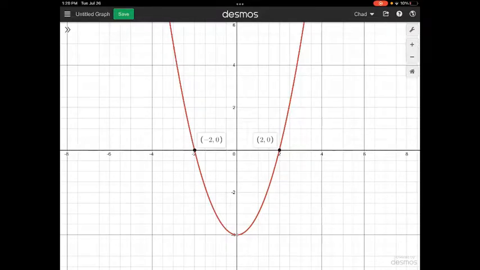The point down here at the bottom that crosses the y-axis, that is not a zero. That's the y-intercept. What I'm looking for is the x-intercepts, negative 2 and positive 2.